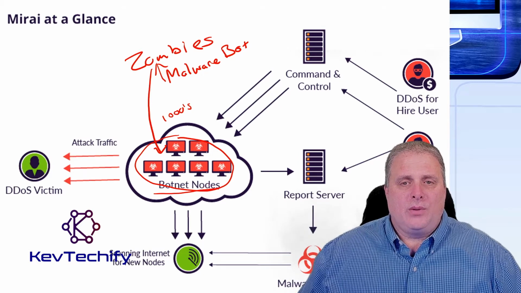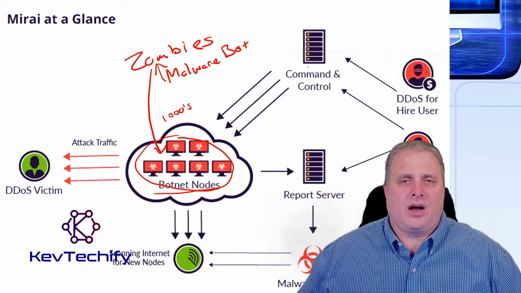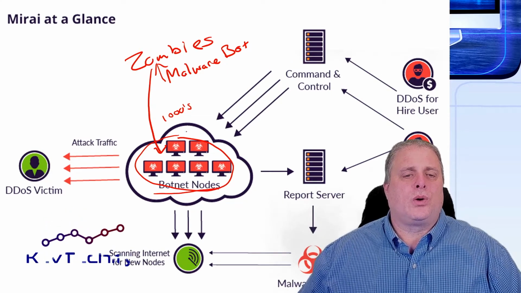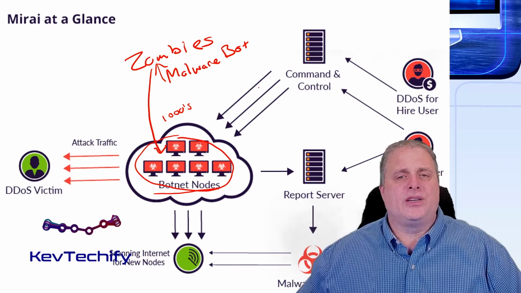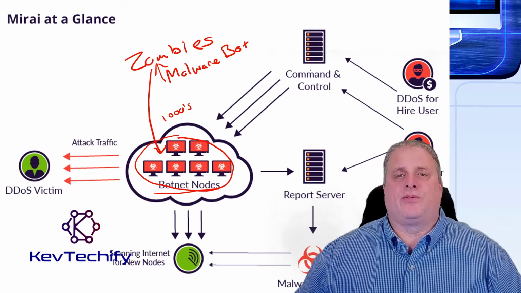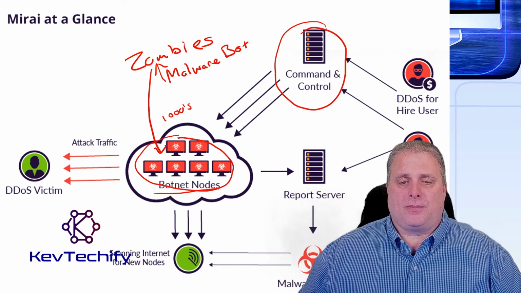Then we have our control and command center. These are some servers out here, or selected compromised systems that then control the botnet. They give them the instructions on what they're supposed to do. This is where the coordination of the attacks come from. So we have our command and control center at this point in time.